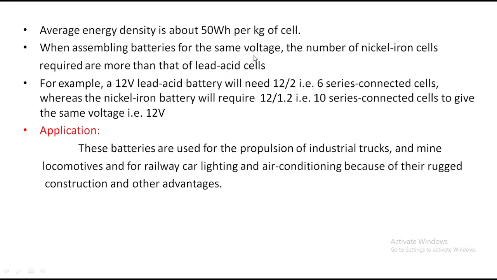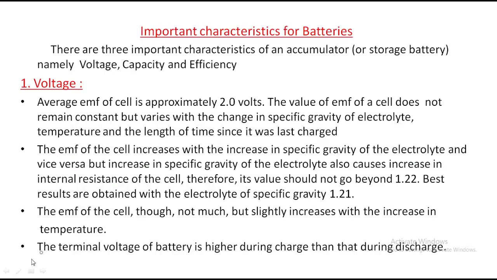When assembling a battery for the same voltage, the number of nickel iron cells required is more than that of lead acid cells. Lead acid cells are required in smaller numbers. More cells give one battery. In the example we will discuss here, a 12 volt lead acid battery will require 12 by 2, that is 6 series connected cells.